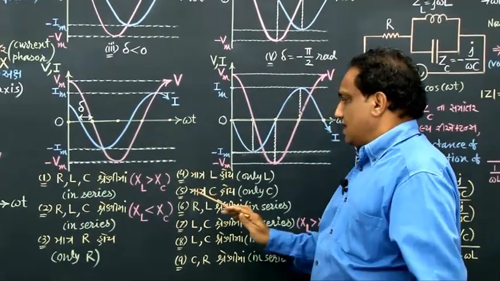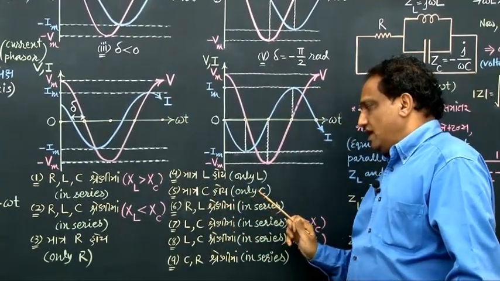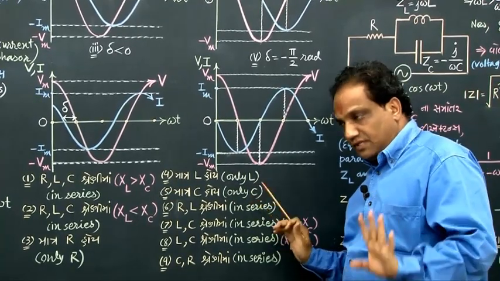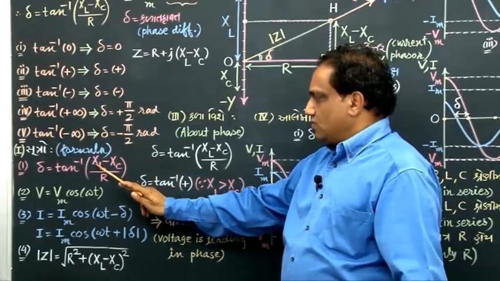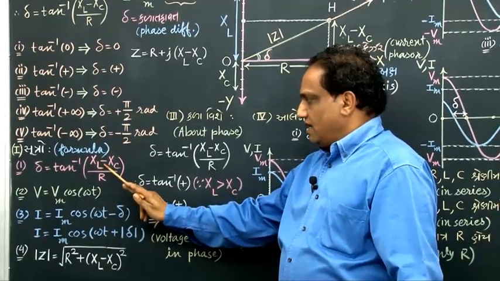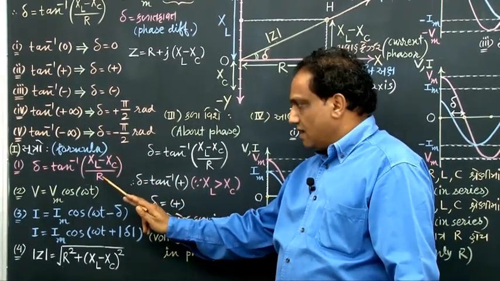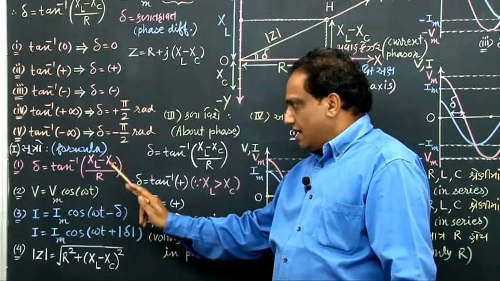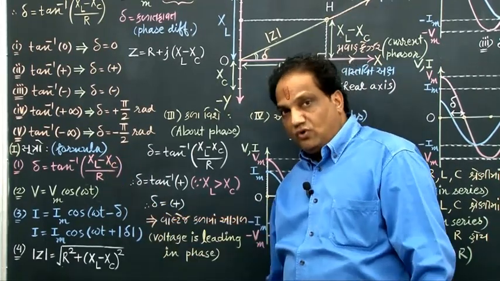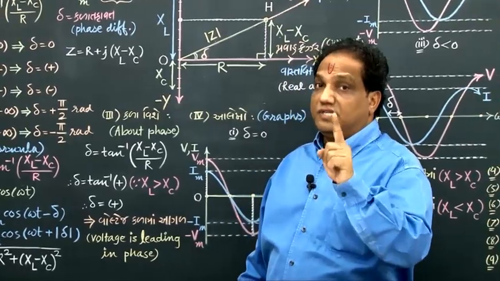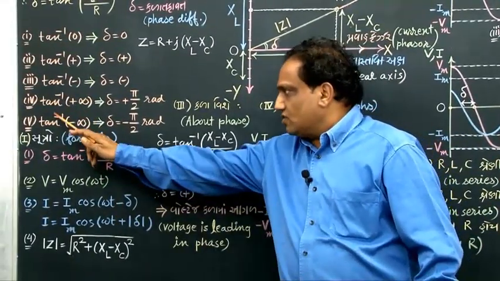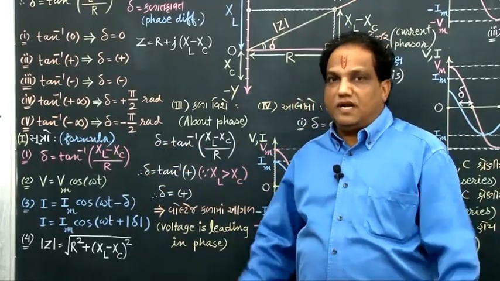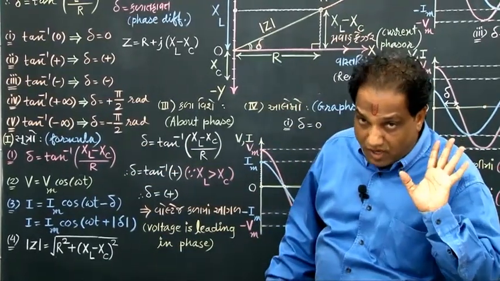Now we consider circuit number 5, in which only a capacitor is there. Only capacitor means these two are not there. So 0 minus Xc will give you a negative number, upon R, which is also not there. A negative number divided by 0 will give you minus infinity, and tan inverse of minus infinity, naturally delta will be minus pi by 2 radian.